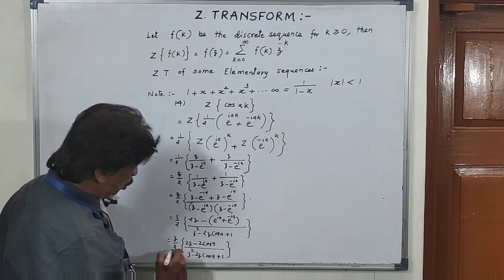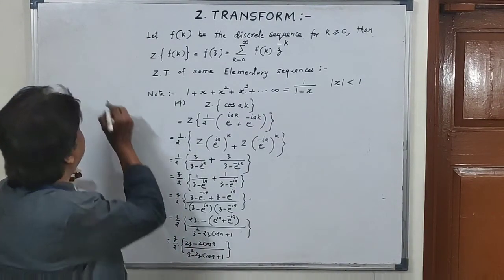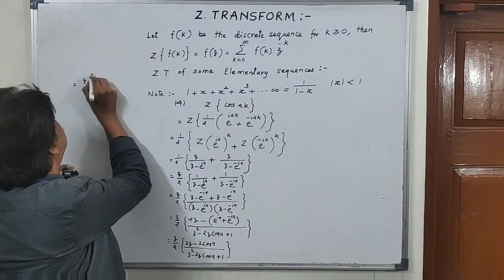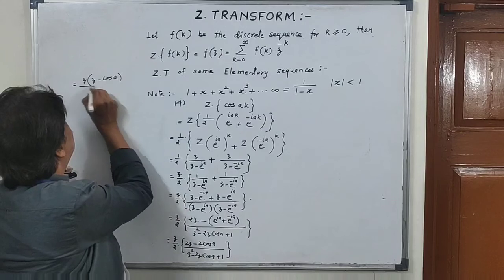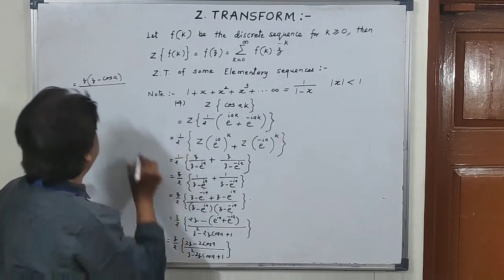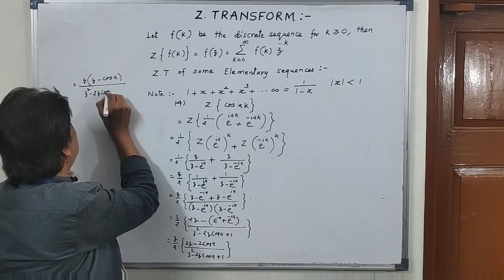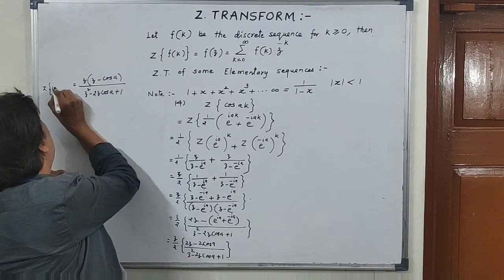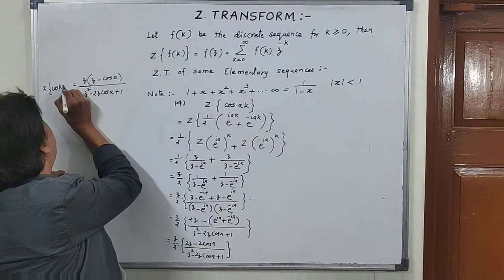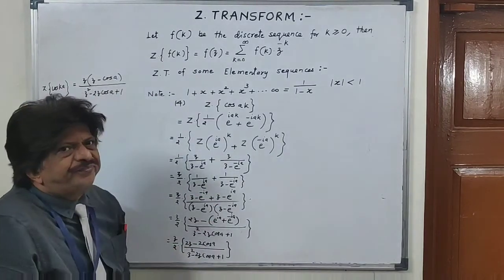So it is equal to, 2 cancels here, so Z into Z minus cos A upon Z square minus twice Z cos A plus 1. That is Z transform of cos of AK. Note this fourth formula.